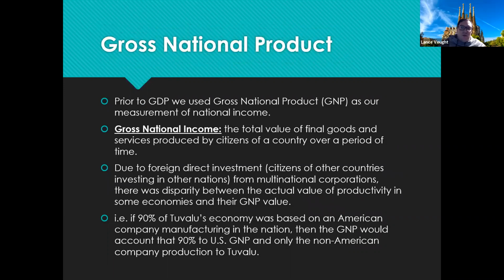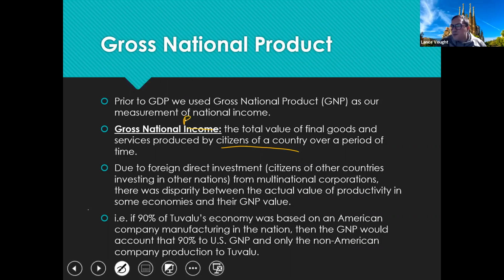The other variable that we have is gross national product. Again, as I mentioned before, gross national income or gross national product is basically the total value of final goods and services that is produced by citizens in a country. So this one, remember where I talked about Ford making a car in Mexico or Toyota making a car in America?